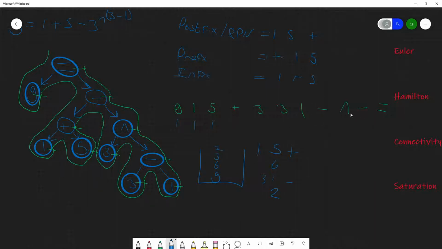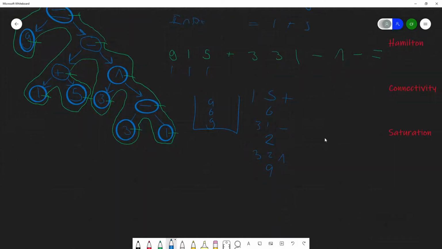Going on. Now we've hit this. We are over here at the power of. We take 2 out. We do power of 2 and 3. So 3 to the power of 2. That is 9. 9 goes on the stack. Need a bit more room. Next up is negative. So we have negative 9 and 6.